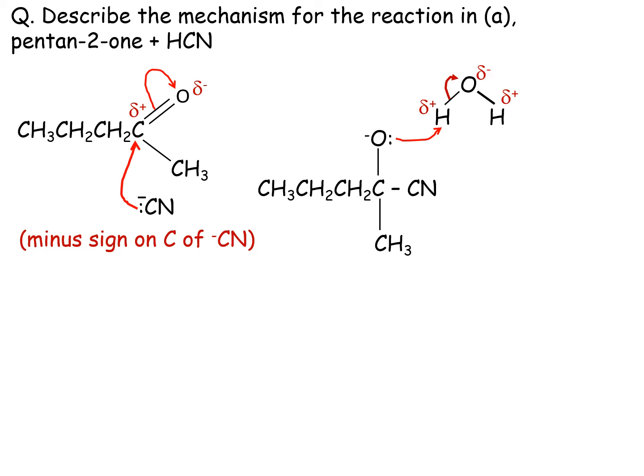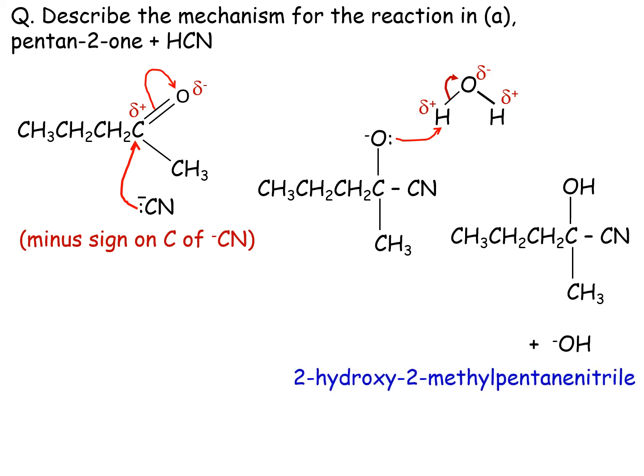When you draw your finished organic product then, here we've got our hydroxynitrile, and don't forget you've got the hydroxide ion as well that's been left over from the water. If they ask you to name it, and only if they ask you, should you then give it a go. Remember, like I've said, carbon number 1 is the C on the nitrile, so you've got the hydroxy and the methyl on carbon 2, so 2-hydroxy, 2-methyl, pentane nitrile.